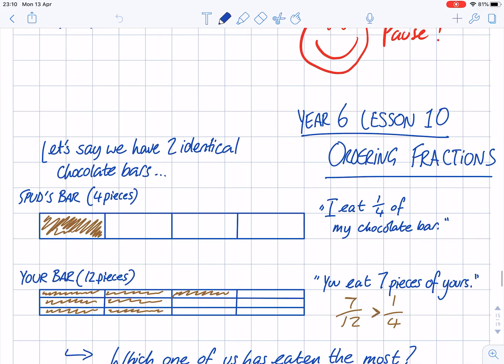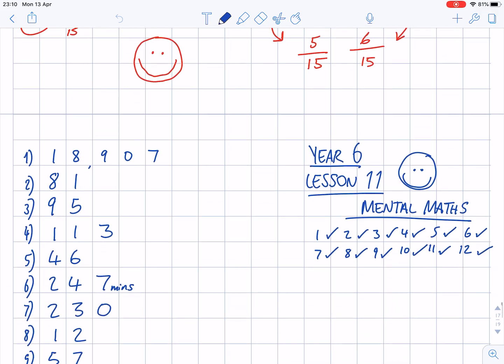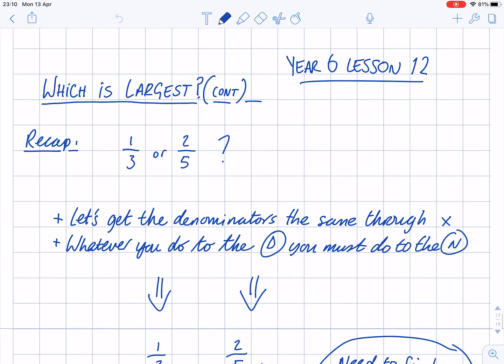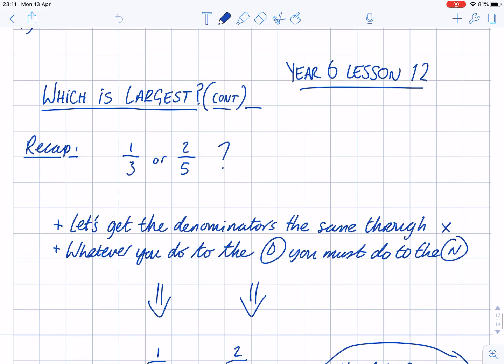There we go. So we order fractions, and we were trying to identify which fraction was larger. We're going to have a recap, and then you are going to do a couple more where you have to multiply or change both fractions into equivalent fractions. For the recap, I've said 1/3 or 2/5, which is larger, and I've given us a couple of steps to think about down here.